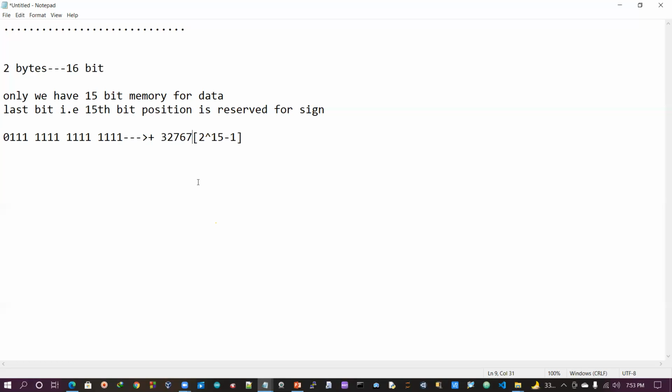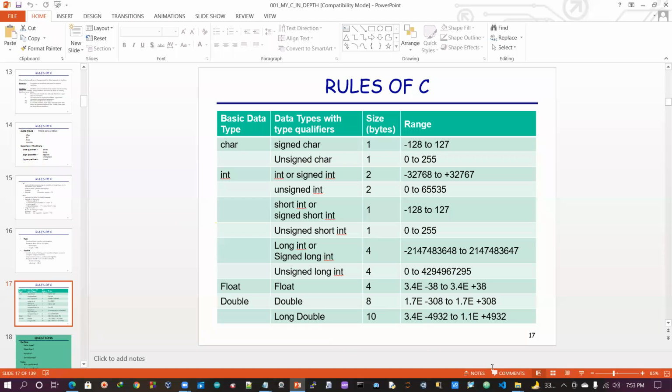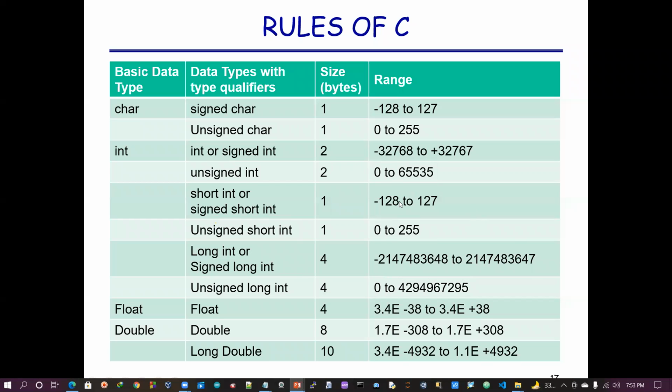Okay, so I'm stopping this one now. Coming to the PPT. In this way you can verify each and everything yourself. So first one, in case of int or signed int, 2 byte. This is the range. You agree or not? Yes or no? Okay.